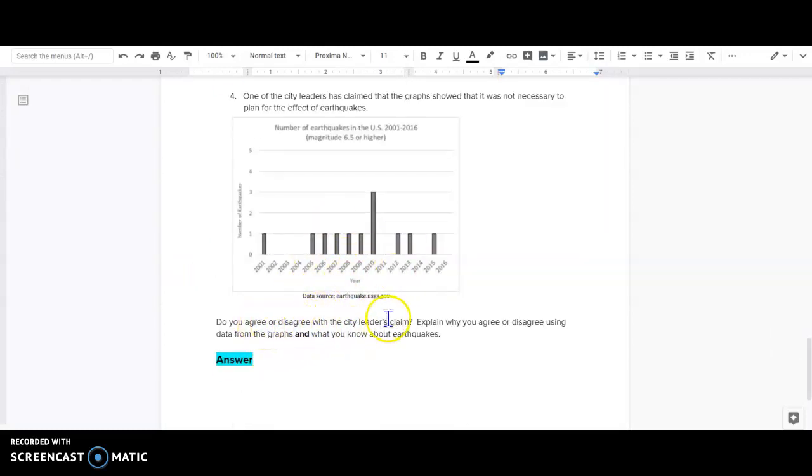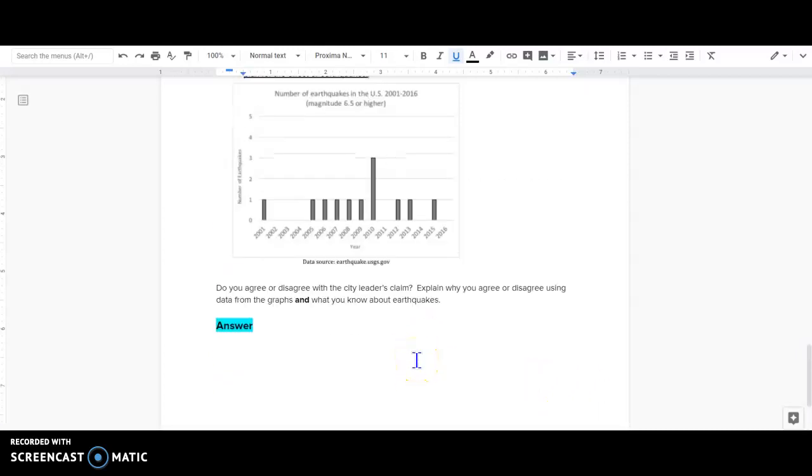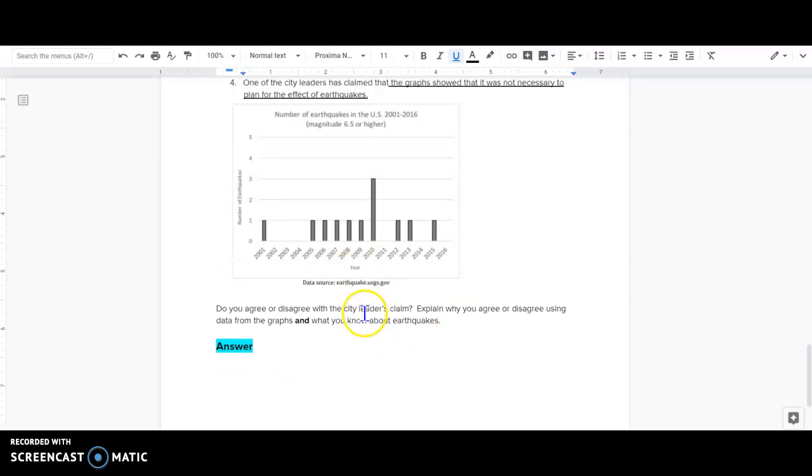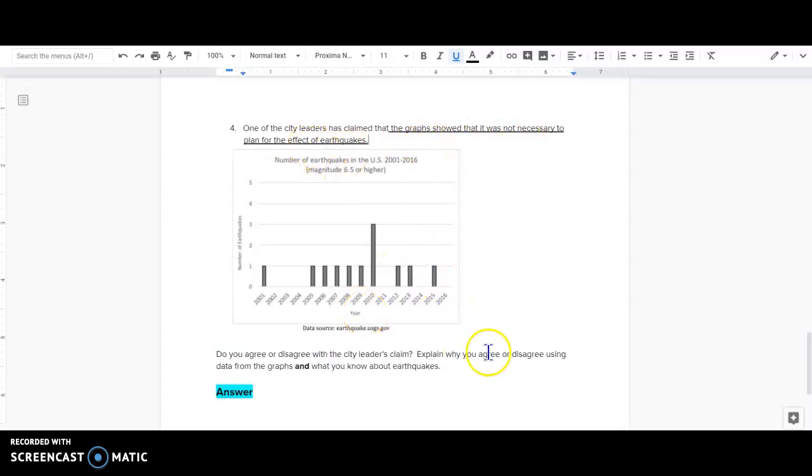Do you agree or disagree with this leader's claim? So this is the claim that you're analyzing. It says one of the city leaders has claimed the graphs show that it was not necessary to plan for the effect of earthquakes. So this part here that's underlined, that's what your claim is. So you need to either agree with that or disagree with that, and then tell me why. So this last one, you should have a full claim, evidence, reasoning. And this underlined portion is what you're refuting or answering.